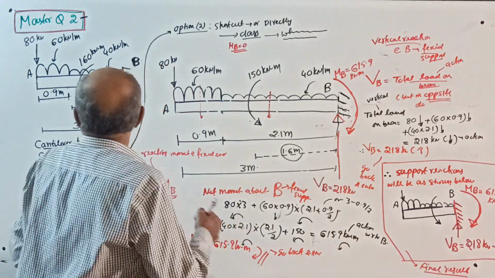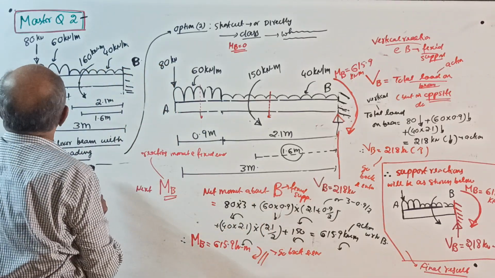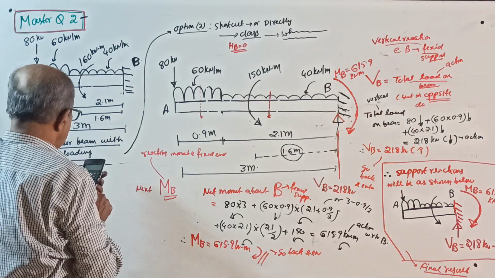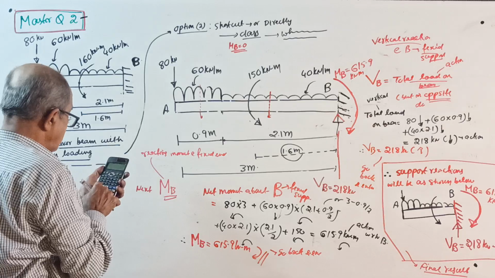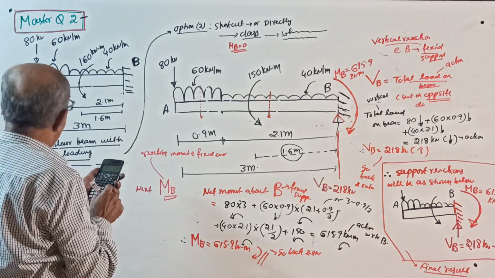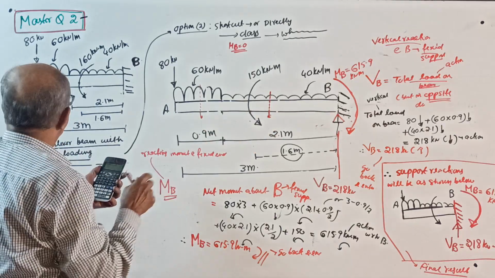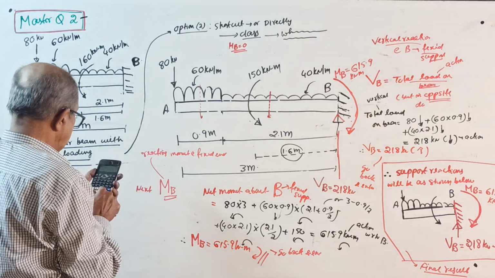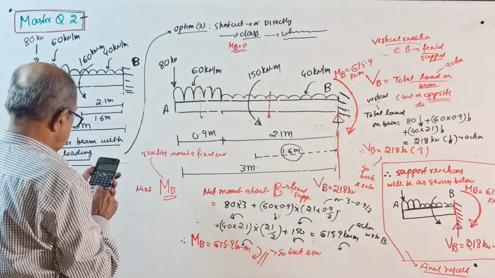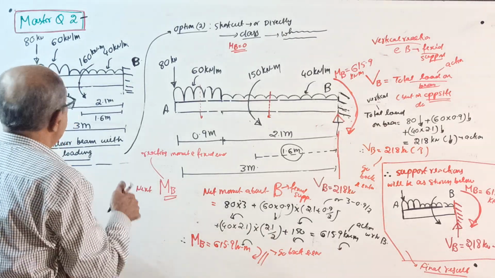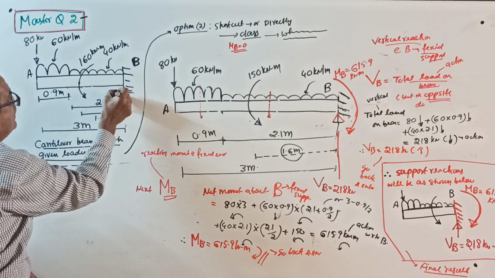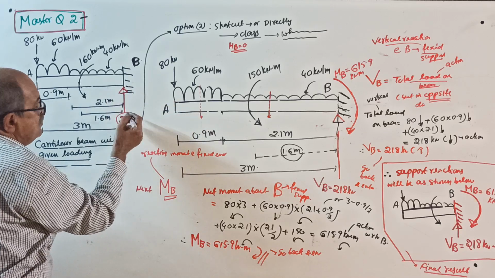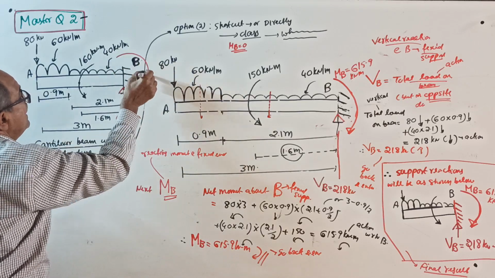See, red color, 80 plus 60 into 0.9 plus 40 into 2.1. Calculator is not on. What is this? 80 plus 60 into 0.9 plus 40 into 2.1. Calculator problem. 80 plus 60 into 0.9 plus 40 into 2.1. 218. Down. So I will put up 218 kilonewton. Reaction. I won't call it VB also. This moment I want. Okay.